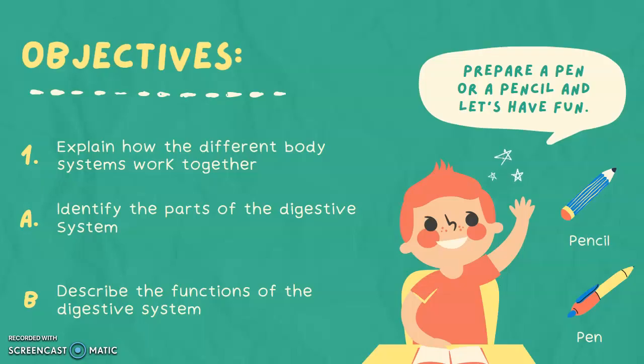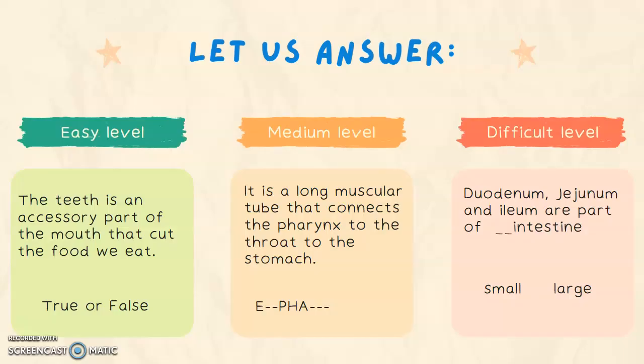Para sa objective ng ating aralin, identify the parts of the digestive system and describe the function of the digestive system. Let us answer the 3 questions. For easy level, the teeth is an accessory part of the mouth that cut the food that we eat. True or false? Kung ang sagot mo ay true, tama ka.